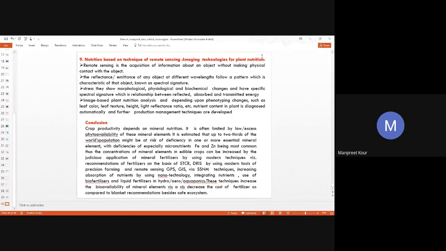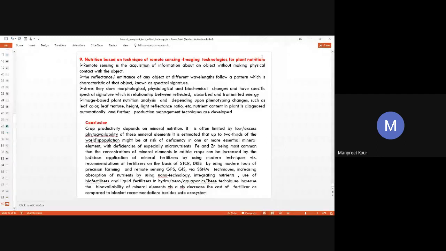So when this pattern is used, every crop makes its own specific spectral signature. This word is very important: specific spectral signature. Every crop makes its own specific spectral signature depending upon its reflected, absorbed and transmitted energy relationship. So this is used in remote sensing. This spectral signature is used, and then the images are made with the help of GIS.